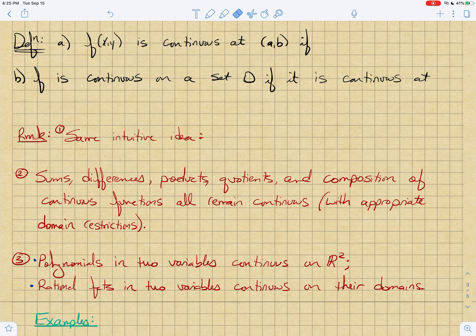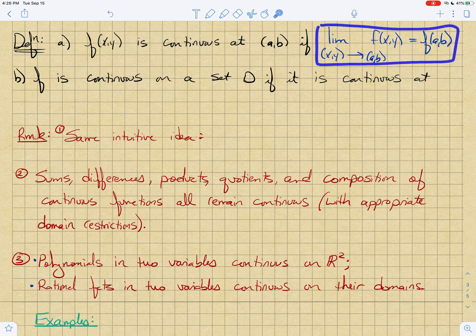All right, so we say a function of two variables is continuous at a point (a, b) if the limit as (x, y) goes to (a, b) of our function f is exactly f(a, b). This is exactly the same definition that we wrote down for continuity back in Calc 1. This limit is actually telling you three things.